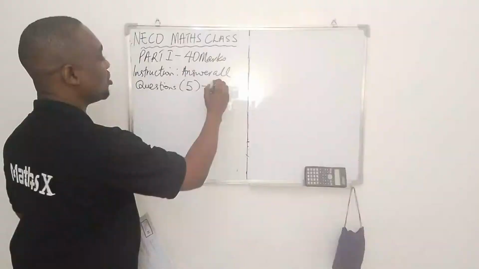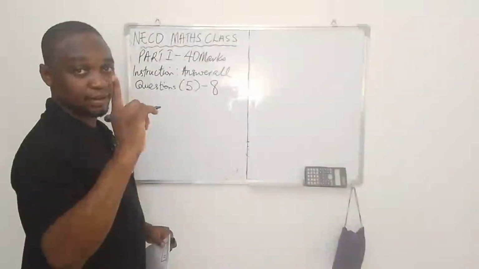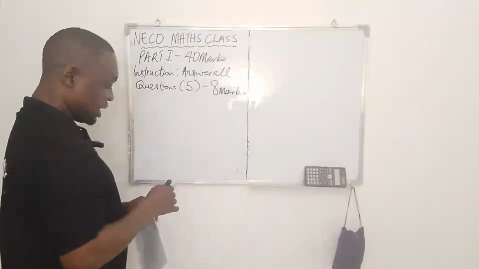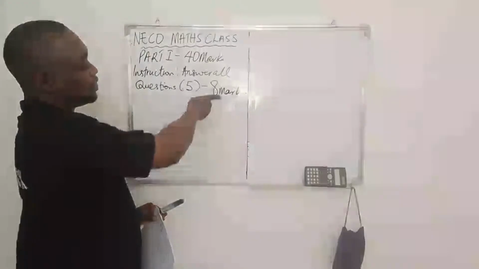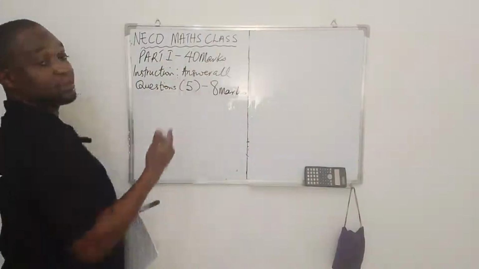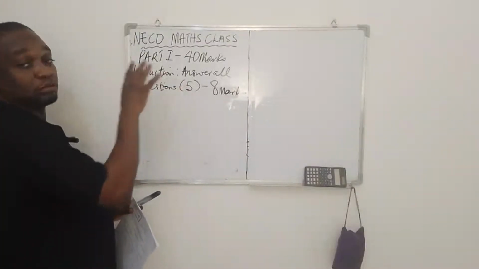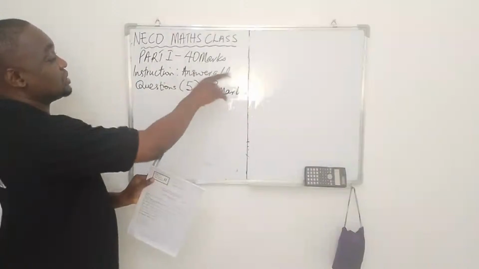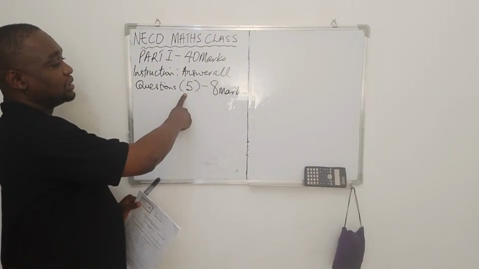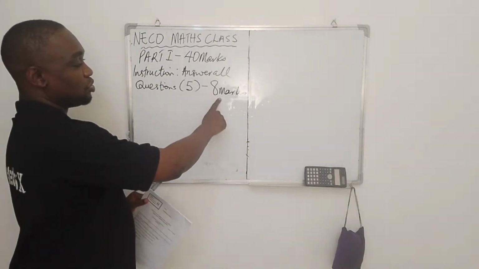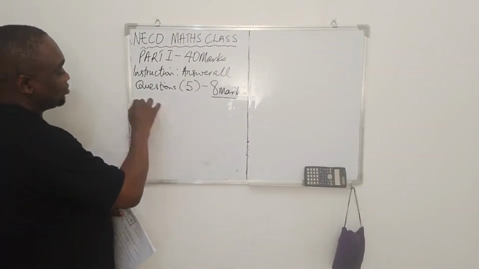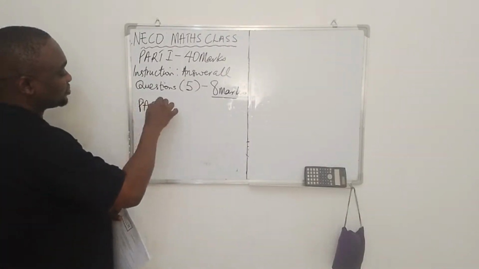So each question you answer, my dear students and viewers, is 8 marks for the taking. Whether it has A or B or C, you are going for 8 marks in this part 1. So altogether you have 40 marks for the taking. The instruction you will see on a paper like this will be: answer all the questions. Altogether there are 5 questions. Each question is 8 marks. Please do note this.